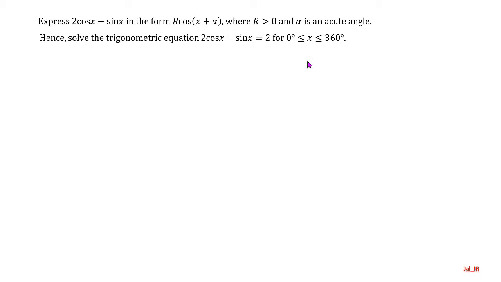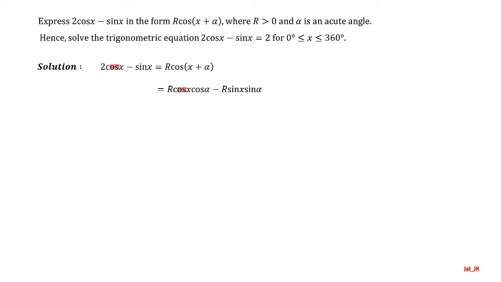Express 2 cosine of x minus sine of x in the form r cosine of x plus alpha, where r is greater than 0, and alpha is an acute angle. Hence, solve the trigonometric equation 2 cosine of x minus sine of x equal to, for the values x from 0 to 360 degrees. First step. Use compound angle formula to expand the right side of the equation.